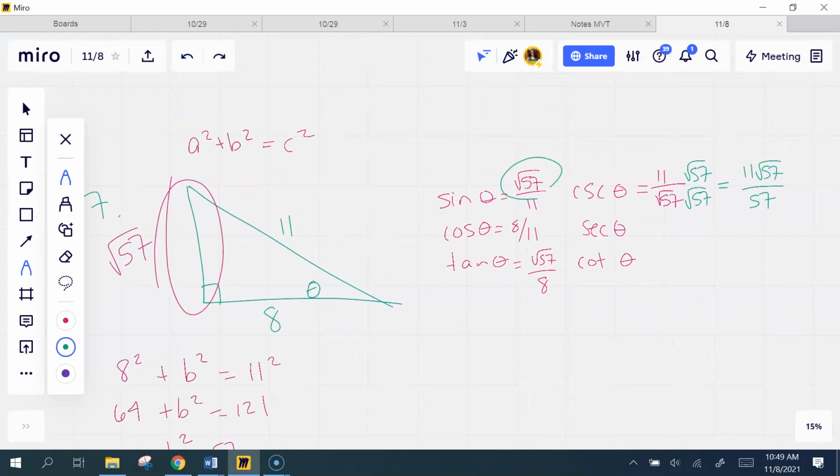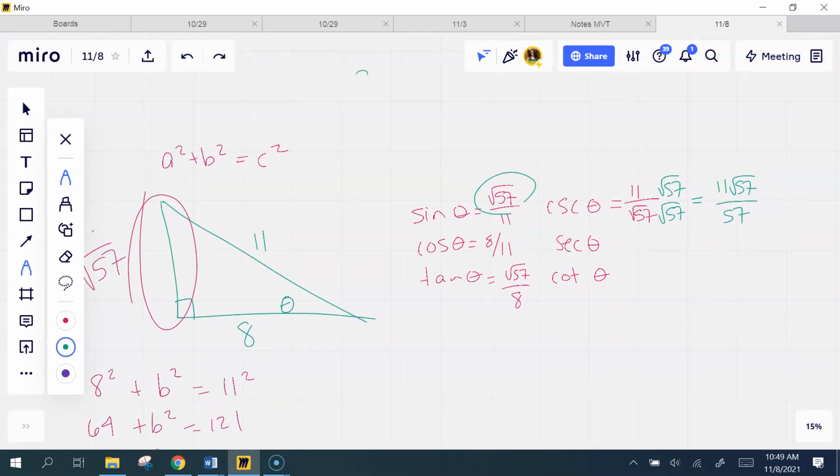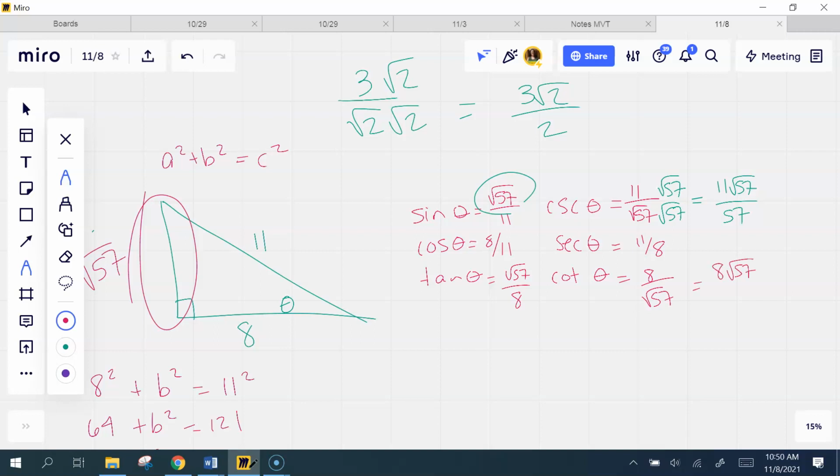So anytime you have a radical in the bottom, remember you multiply the top and the bottom by that radical to get rid of it. So if I had like 3 over the square root of 2, I'd multiply square root of 2, square root of 2, and get 3 square root of 2 over 2. I know y'all know how to do that because I did that with y'all in algebra 2. But that's only going to be one scenario out of these whenever I get to that situation with a radical in the bottom. How about secant? 11 over 8 and cotangent. Oh, I guess it'll be two situations. Again, times the 57 would be 8 square root of 57 over 57.